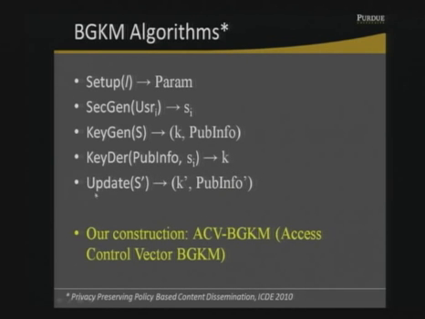So whenever the set of secrets changes, it could change due to policy changes, or due to new users added to the system, or existing users being revoked. Whenever that happens, new public information and a new key is generated. And we published this initial work in ICDE 2010. That's about 1.5 years ago.